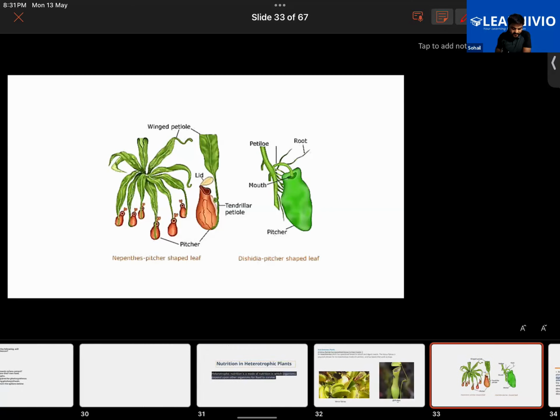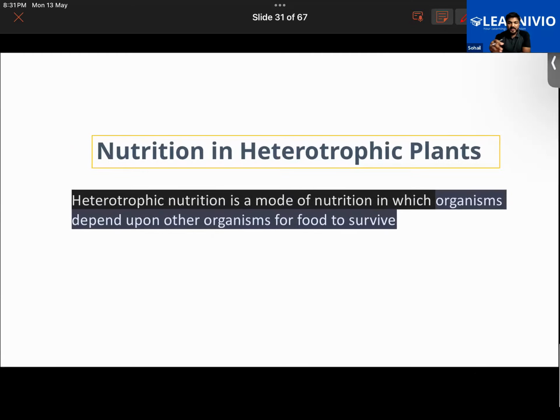Under the heterotrophs, once we discuss this topic, you would be having insectivorous plants, parasitic plants, and saprophytic plants. All of them are under this category. So heterotrophic plants also have subtypes. So that is left to be discussed in the next class.